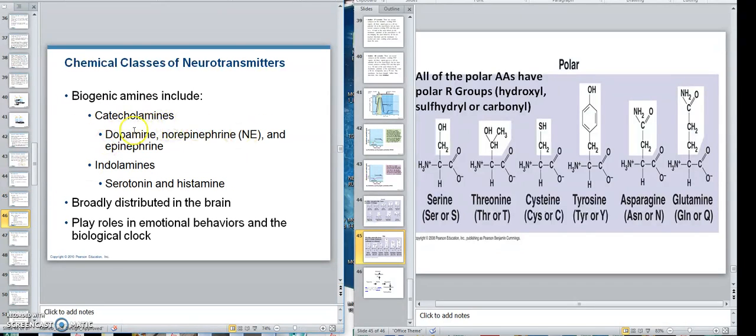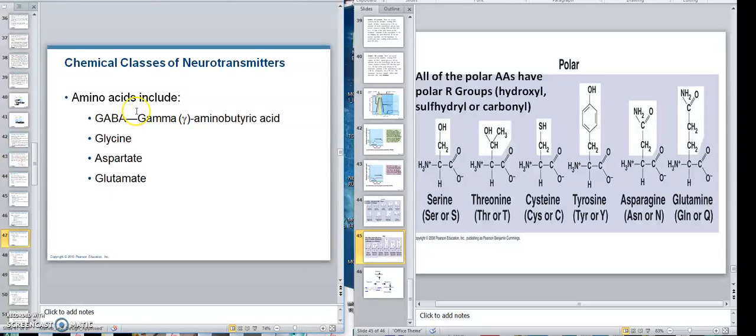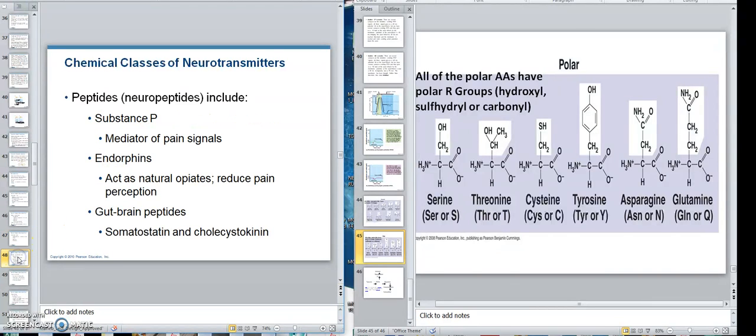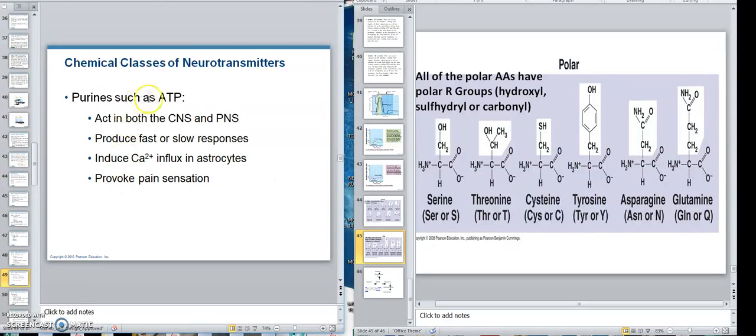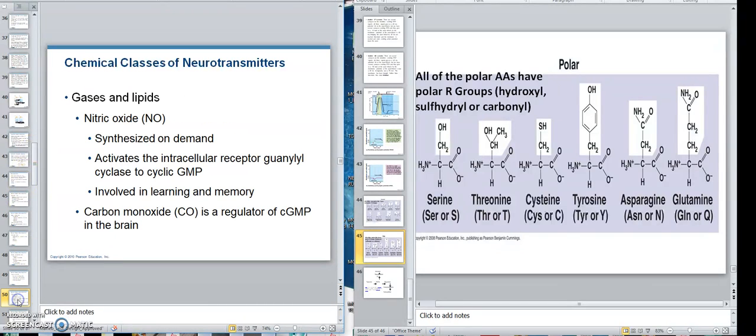Acetylcholine, biogenic amines we talked about. They come from what amino acid? Okay. Different amino acids themselves can actually work direct. Different peptides. Remember, a peptide is a short protein type of thing. Then we got endorphins. Okay. We got the leptins. You don't see that here. The leptins are the ones that make you have satiety, where you're not hungry anymore. So we're only naming a few here. Purines, such as ATP. Okay. And gases, nitric oxide, and so forth.